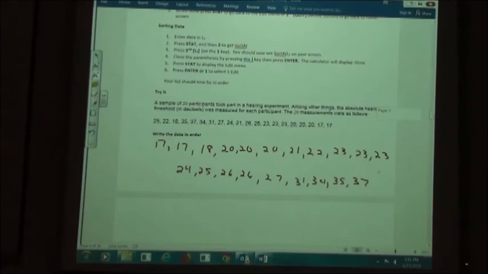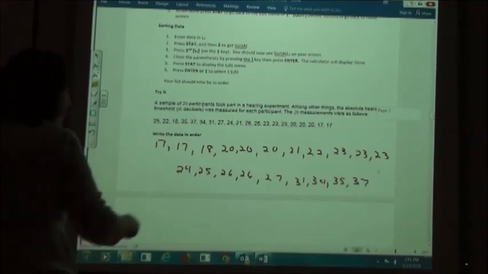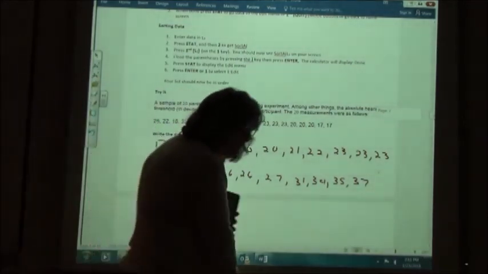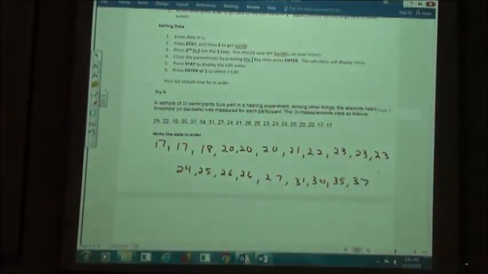All right? Oh, okay, cool. So on your paper, you're supposed to write your data down in order. You'll see why this will come in handy in a minute.